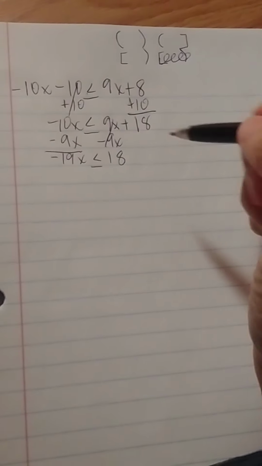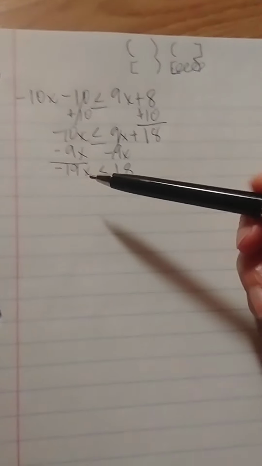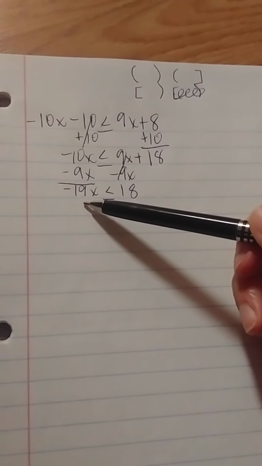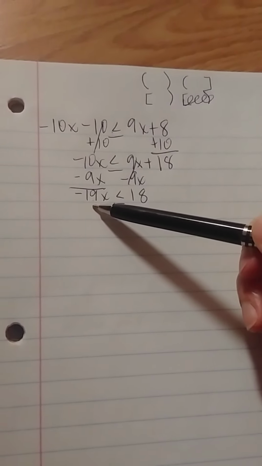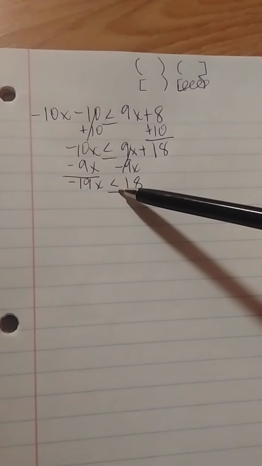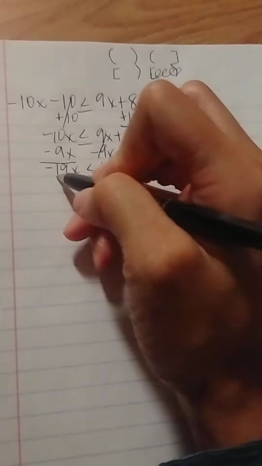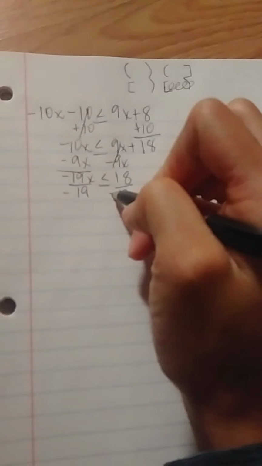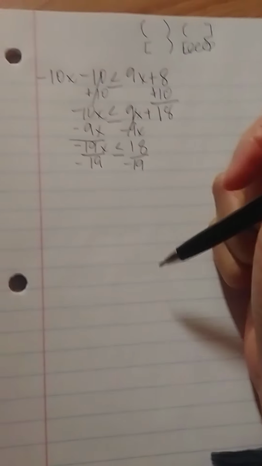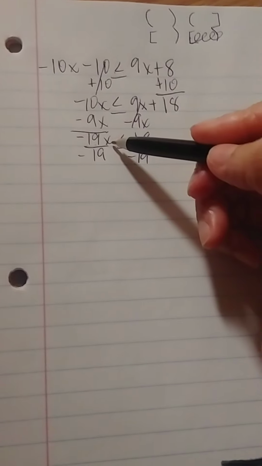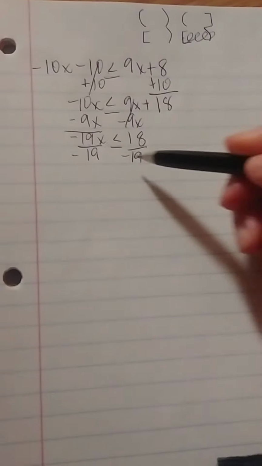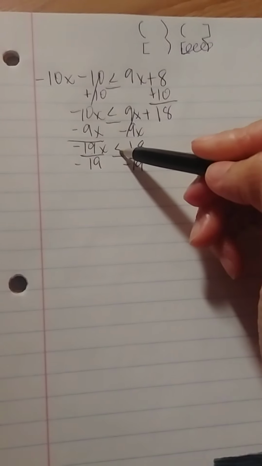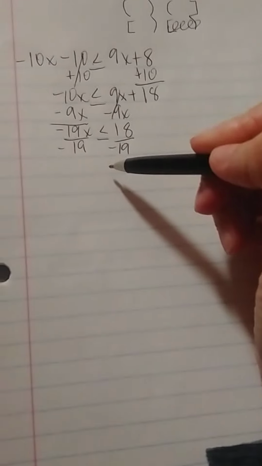So now, second important thing, if x is negative, then we're going to have to flip the sign. It's just a rule. So if x is negative, then you flip the sign here. So what we'll do, we'll divide over 19 like this. Negative 19, by the way. And then because x is, like I said, negative here, we're going to flip the sign from less than or equal to greater than or equal to.